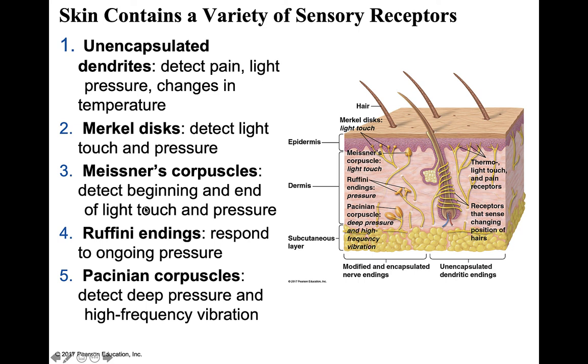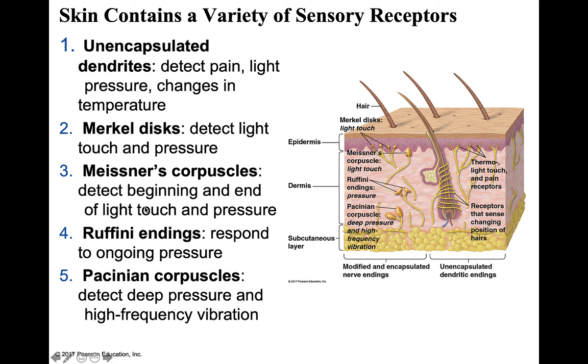Okay. Now, Merkel discs, these are those that are responsive in particular to light touch and pressure. And if you look at where they're located, they're going to be in the higher levels of the dermis, just underneath the epidermis. So think about the relationship between location and what these are sensitive to. If I look at Meissner's corpuscles, these are also going to be responsive to the beginning of pressure, of light touch. So that's what they're responsible for.